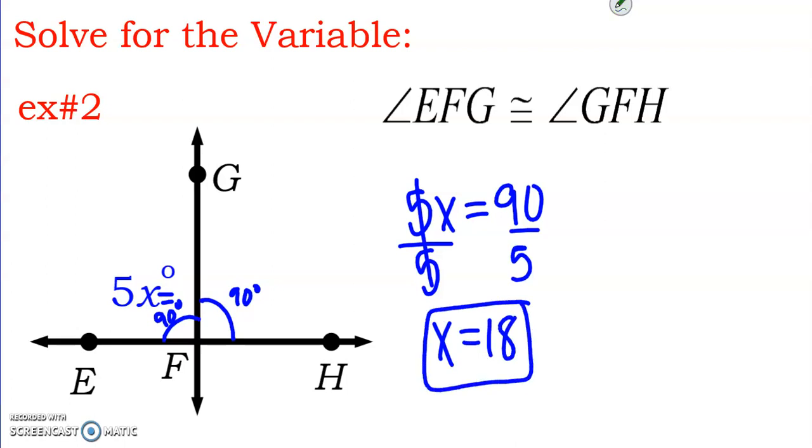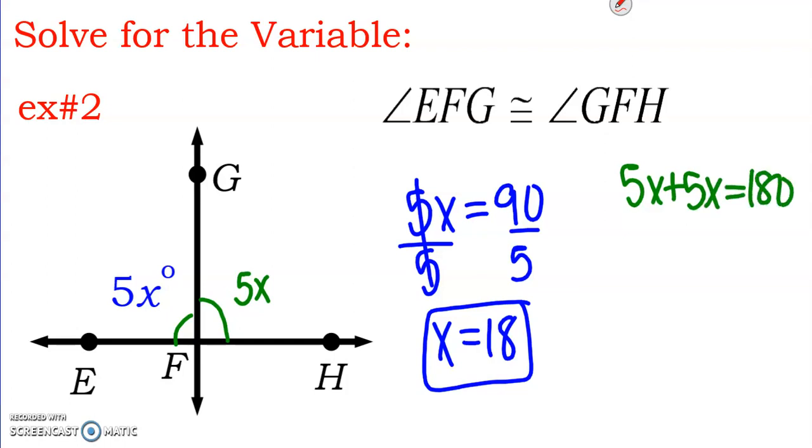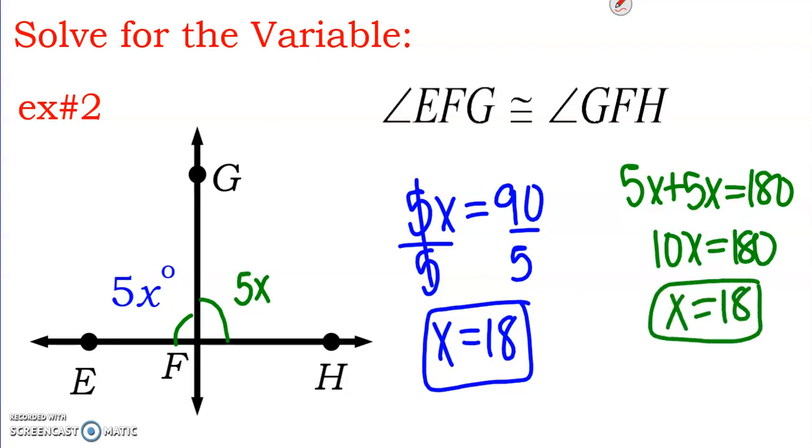A longer way that you could do this that would still be correct is that if we know this, so let's erase this. If they said they're congruent, then we also know that this side is 5x. So then if you didn't recognize that each angle was 90 degrees, you could say that 5x plus 5x equals 180 because they make a straight line. And you would still get x equals 18. That's a longer way, but it's still correct.